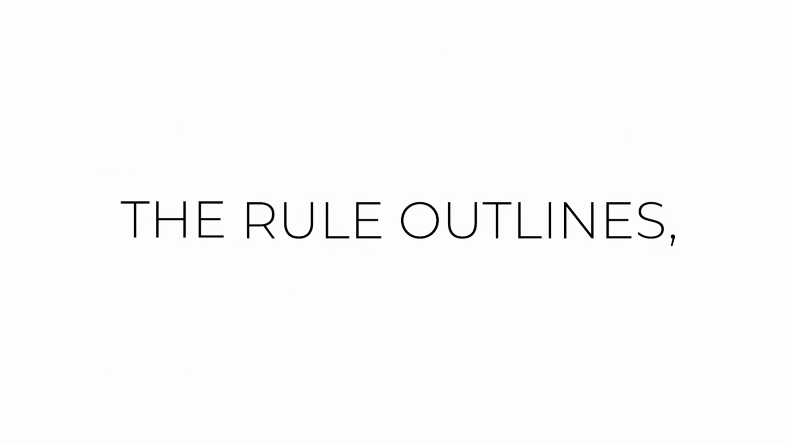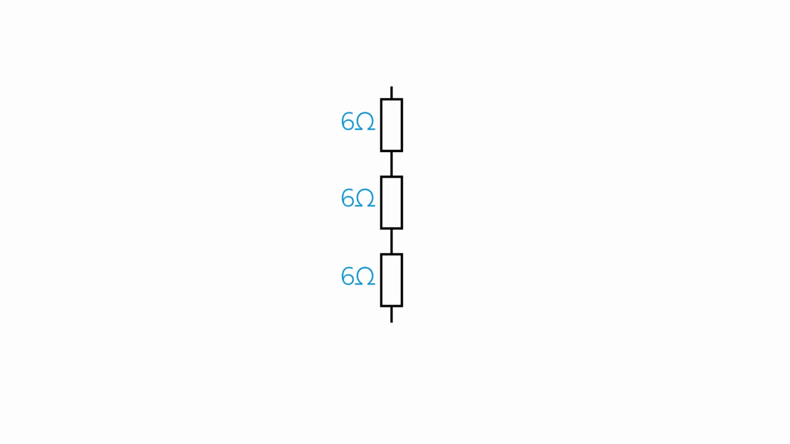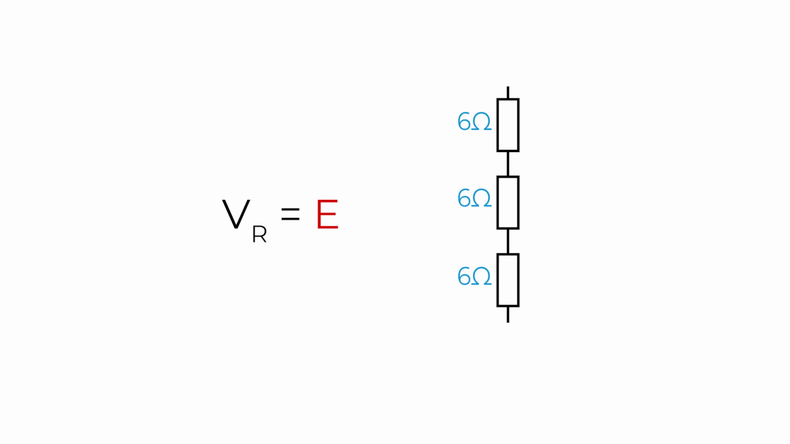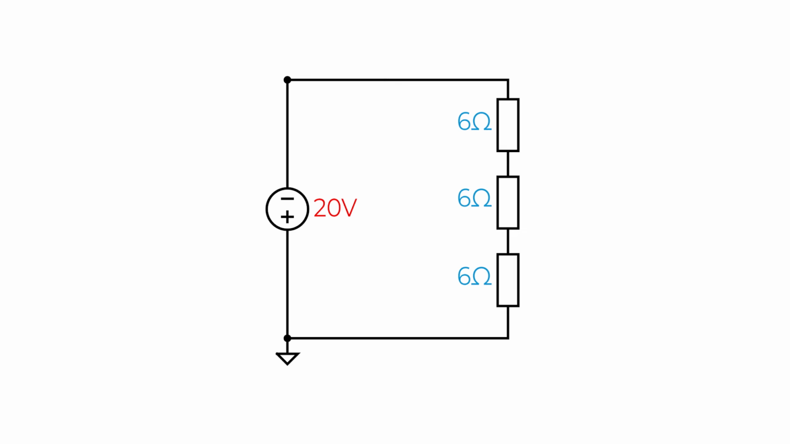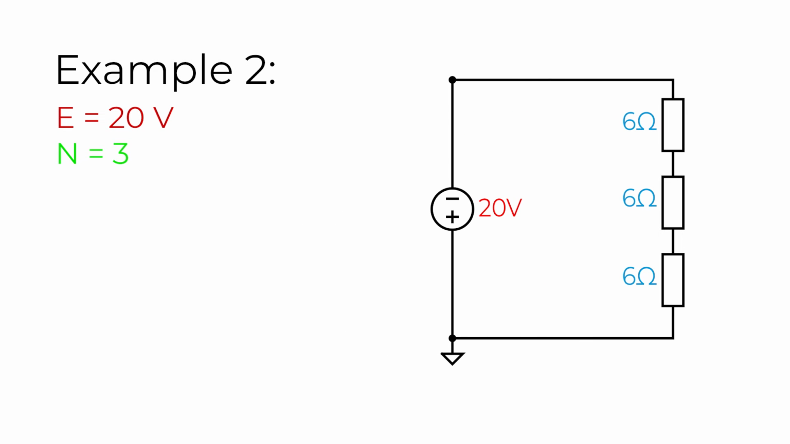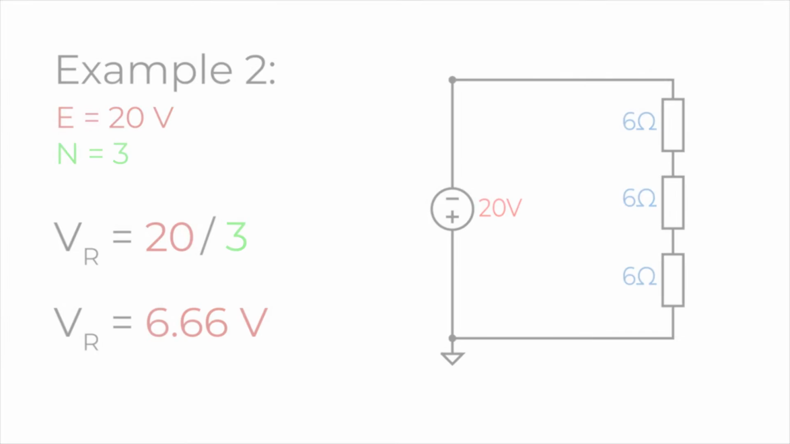The rule outlines that the ratio of voltages across series resistors is equal to the ratio of their respective resistances. This means if all resistors in a series branch are equal, the voltage drop across them will also be equal. Thus, the voltage drop will be the source voltage divided by the number of resistors. This simple example shows a 20 volt source voltage and 3 6 ohm resistors. To find the voltage drop across any of the resistors, the 20 volts is simply divided by 3 to find a voltage of 6.66 volts.